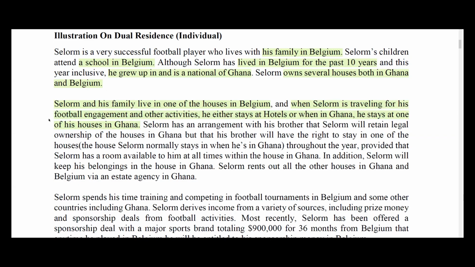Yes, what can you say about this? Center of vital interest. Can you throw more light on why you said the center of vital interest? Because, yes.